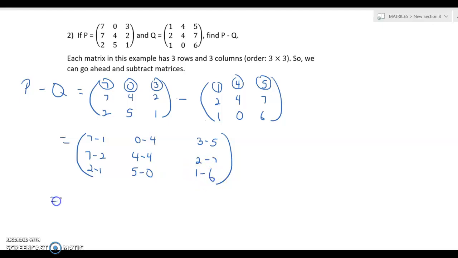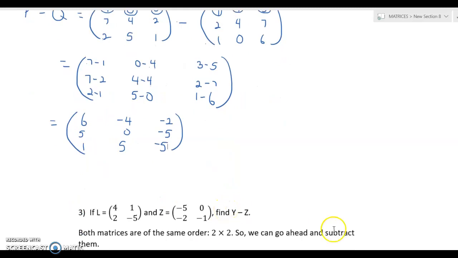And now we're just going to write our final answers. 7 take away 1 is 6, 0 take away 4. Again, you can use the calculator for these, unless it's multiple choice. 0 take away 4 is minus 4, 3 take away 5 is minus 2, 7 take away 2 is 5, 4 take away 4 is 0, 2 take away 7 is minus 5, 2 take away 1 is 1, 5 take away 0 is 5, 1 take away 6 is minus 5. So that's the answer for that one.